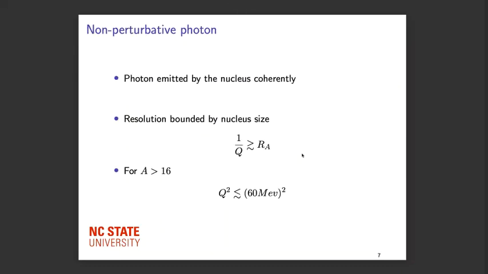But there are certain complications from this UPC photon, because the photon was emitted by the nucleus coherently. So basically, you can think this way: the photon will not be able to resolve the small structure. So the Q² of this photon is bounded by the size of the nucleus. As a reference, for atomic number greater than 16, the Q is about 60 MeV, way below Lambda QCD. So this system itself is not perturbative, and we need to do some modeling.